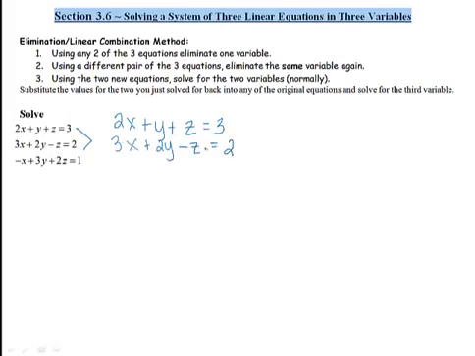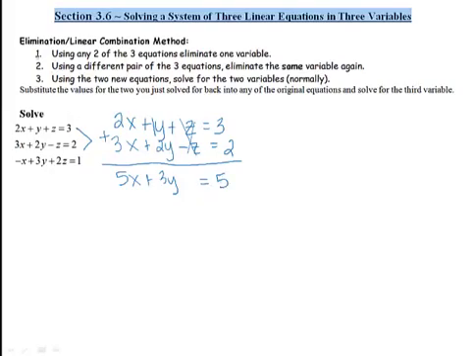And now I just have to pick which variable I want to get rid of. To me, it makes more sense here just to get rid of the z's because they're already opposites of each other. So I'm going to do the elimination method, and I'm going to add these up straight up and down. That will give me 5x. Make sure that you remember that that's 1y and 2y. The z's will eliminate, and then I get 3 plus 2.